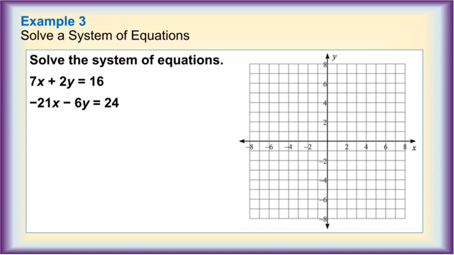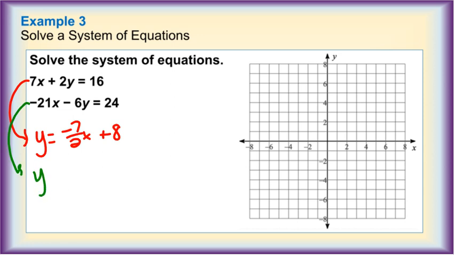Next, solve these ones. So solve this one, subtract 7x and then divide by 2. So this would be y equals negative 7 halves x plus 8. And the other one would be y equals, add 21x and then divide by -6. So we would have 21 divided by -6. As a fraction, that gives us -7/2 x. And 24 divided by -6 is a -4. You'll notice that my slopes are the same, so they're parallel.